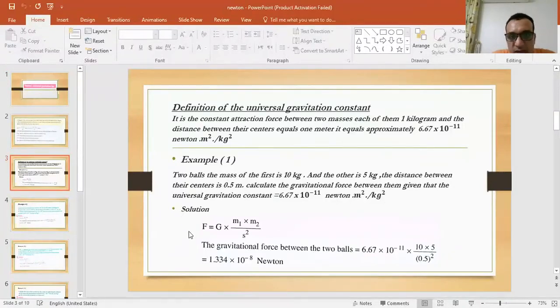Solution: we have F equals G times M1 multiplied by M2 over S squared. Then, by substituting, G equals 6.67 times 10 power negative 11 times M1 equals 10 times M2 equals 5 over the distance 0.5 power 2. By calculation, the force equals 1.334 times 10 power negative 8 Newton.